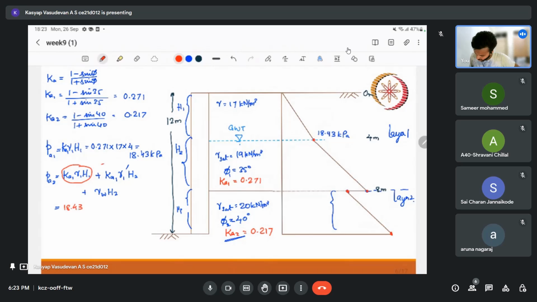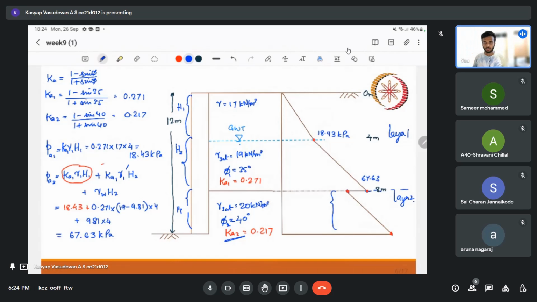So I can write it as 18.43 plus the second value will be Ka1, so 0.271, into gamma 1 dash. Gamma 1 dash is nothing but 19 minus 9.81, that is my saturated unit weight minus the density of water, into 4 meter, plus my hydrostatic pressure, that is 9.81 into 4. So that will be 67.63, isn't it? Sure, let me just cross check. So 18.43 plus 8.27. Okay, so that's P. So 67.63 will be my pressure at 8 meter.